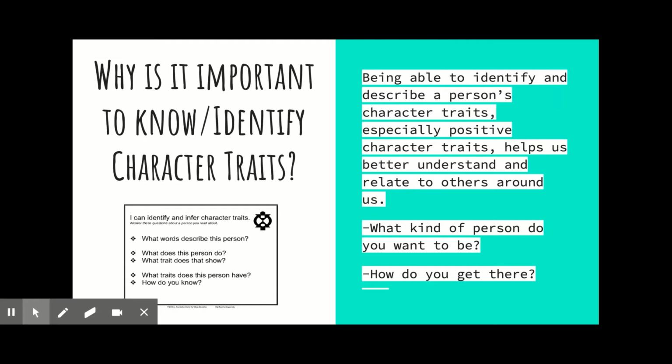In class today, we're going to go over more examples of character traits. We're going to read some stories and determine what character trait best describes that person's personality, that character's personality, and we'll also talk more about positive character traits.